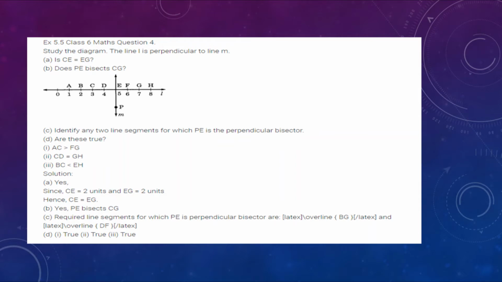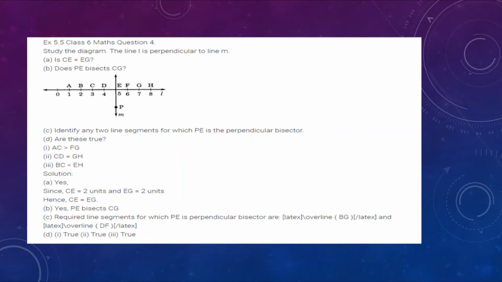Then the C part: we have to identify any two line segments for which PE is the perpendicular bisector. The required line segments for which PE is the perpendicular bisector are the other two lines. We can take BE and EH. Similarly, you can take any other line also.